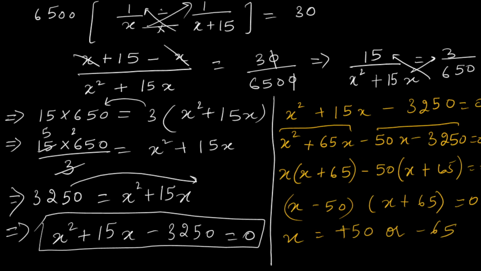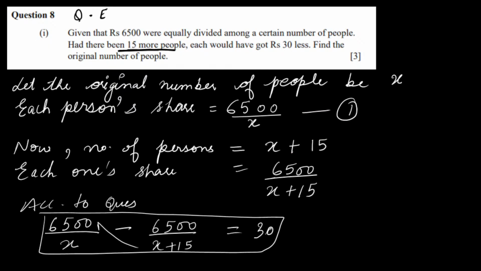So which one can we consider? X was the number of persons, so the number of persons cannot be negative. So we can ignore the negative here. So the number of persons is equal to 50. Yes, so it's done now.